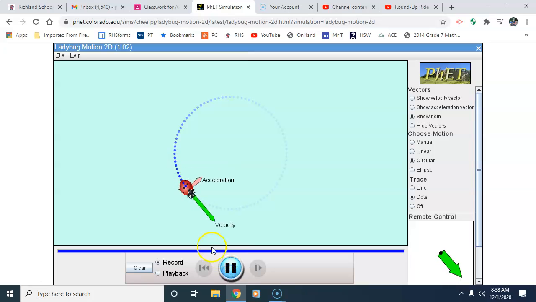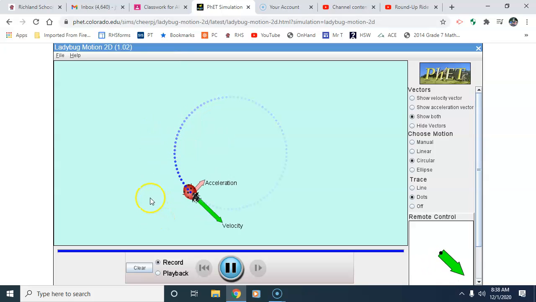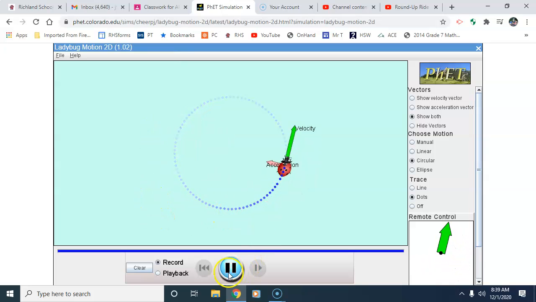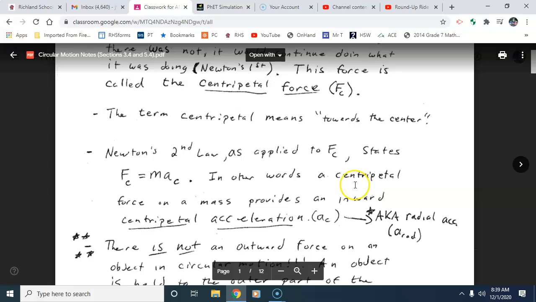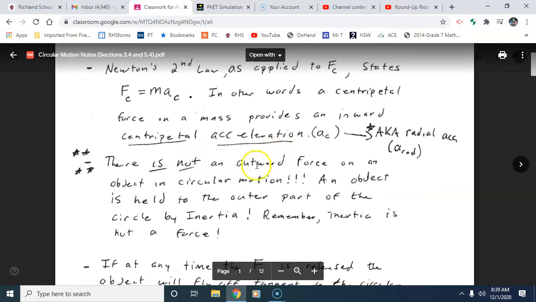The velocity vector, notice its length does not change, because like all vectors, the length of the velocity vector is relative to its magnitude, or how fast it's going. All right, so that's just some basics to start off this idea. And next we'll talk about what causes something to go in a circle.